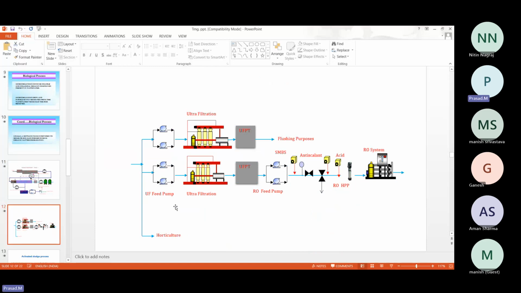I explained the activated sludge process only, because the activated sludge process is the mother process of all wastewater treatment. After that MBR, MBBR and sequential batch reactor were developed. So I thought if you understand the activated sludge process, then you can understand everything. That's why I explained this process flow diagram of the activated sludge process to you. Okay, so everything is clear? If you have any doubt, you can ask the question.